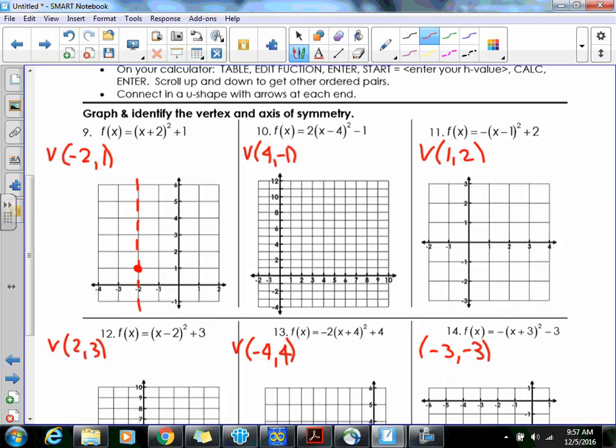We know it's going to be over here in the second quadrant. Is it going to touch the x-axis? No. So that means it has no x-intercepts. If it has no x-intercepts, that means it doesn't have any real solutions. It's going to have two imaginary solutions.